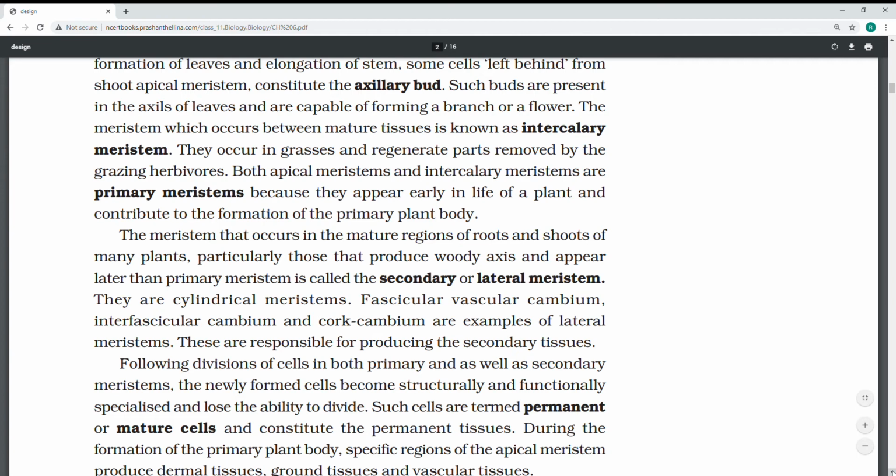Intercalary will be between nodes. So the leaf helps in linear growth of the plant for photosynthesis. Then it will be sidewise, so lateral meristem, where it contains vascular cambium, for example, or cork cambium. The lateral meristems are responsible for increasing the thickness of the plant. The thickness of the plant becomes a tree.